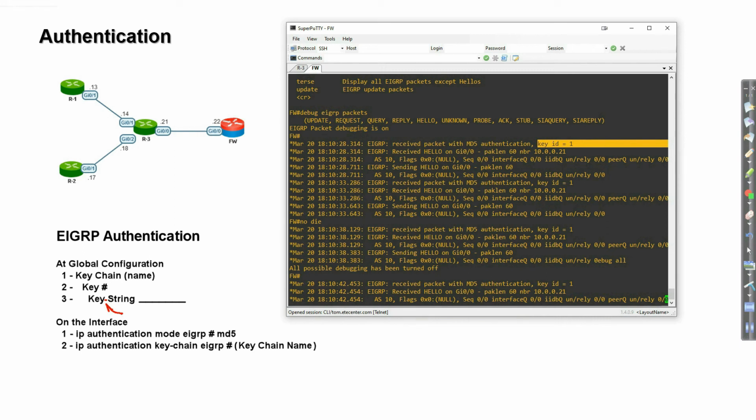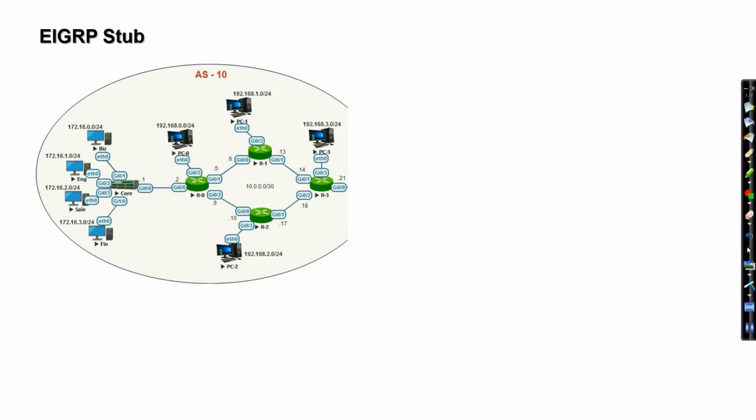Let's head over to our final lab of this video segment, the EIGRP Stub. Before we dive too deep into EIGRP Stub, let's go through the operation of an EIGRP router when it loses a path to a remote network.